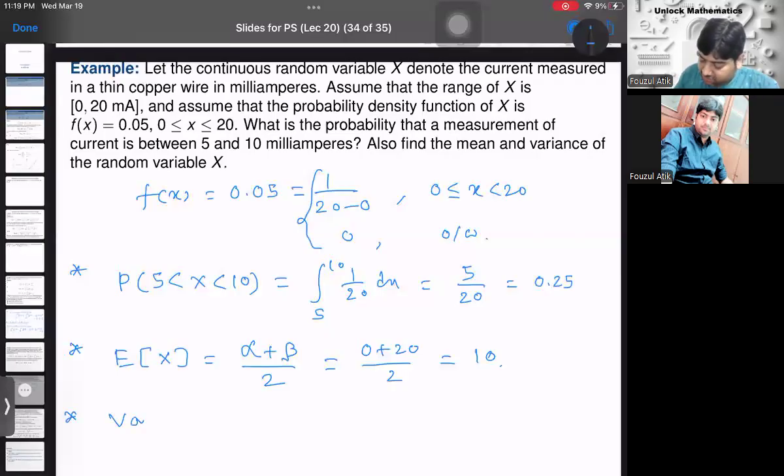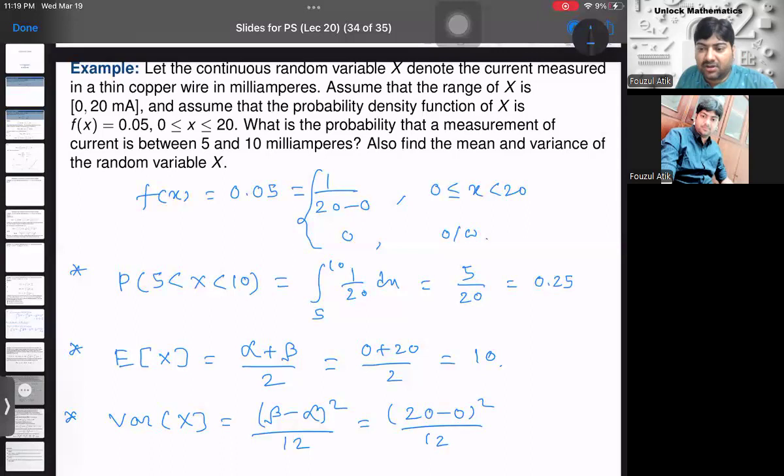Similarly, the variance, we know the variance expression as well. It was beta minus alpha whole square divided by 12. So what is beta here? 20 minus 0 whole square divided by 12. And if you simplify it, this value is 100 by 3. Clear? So we got the mean and variance.